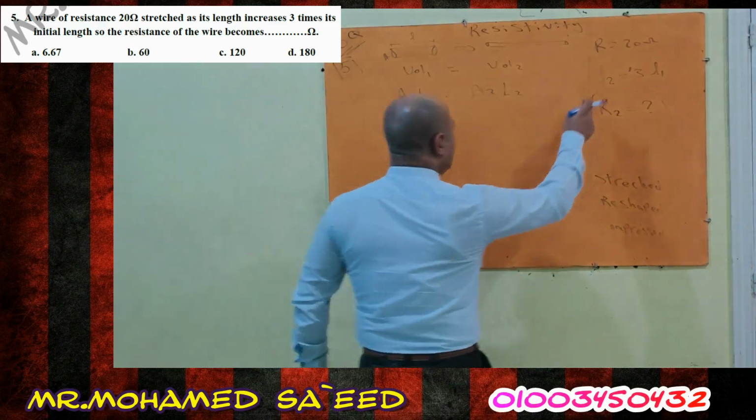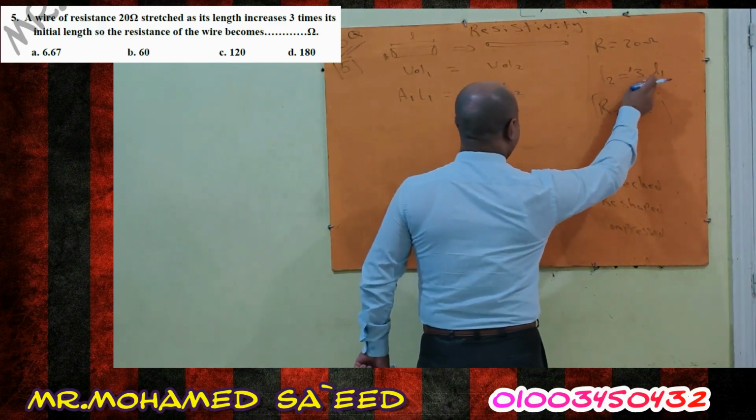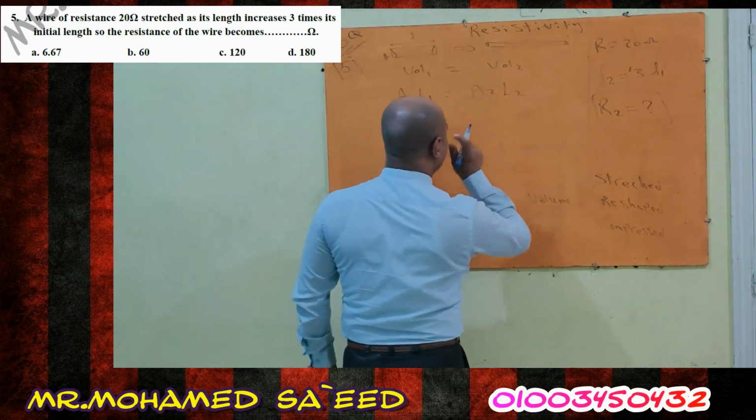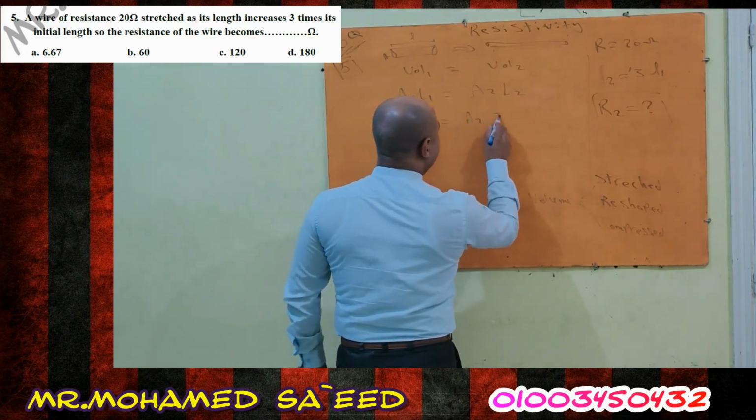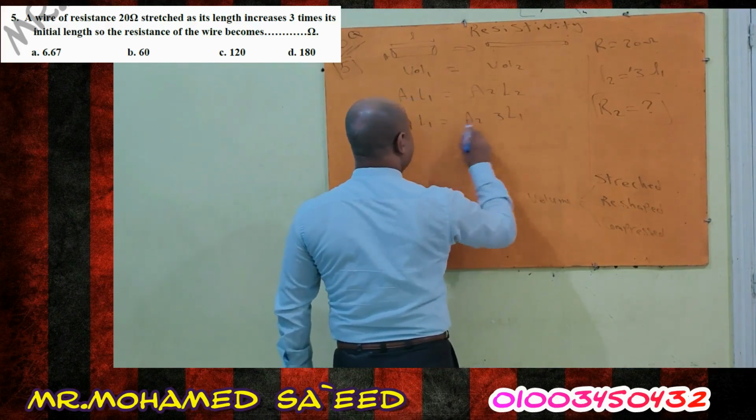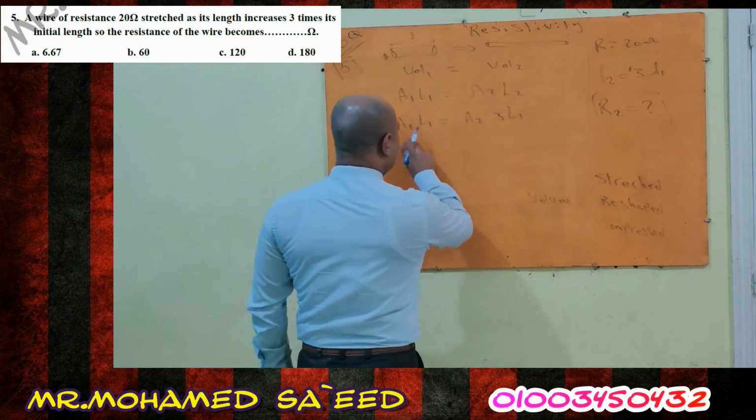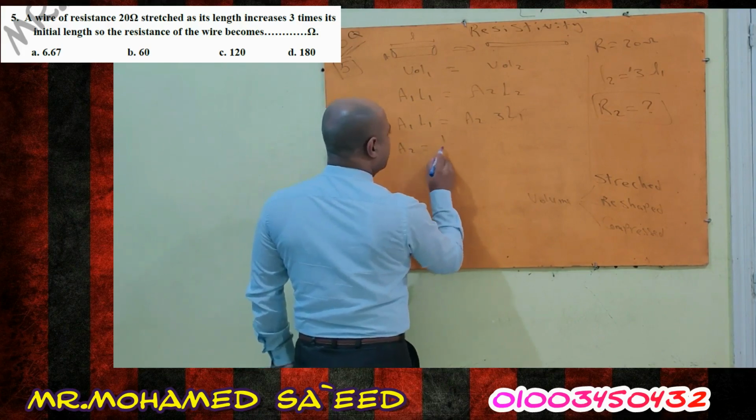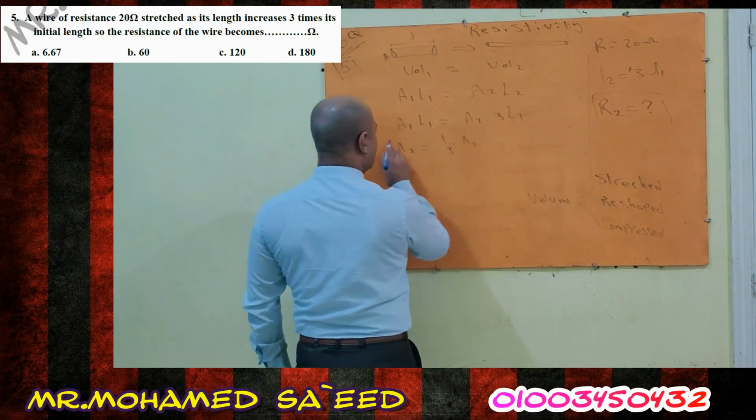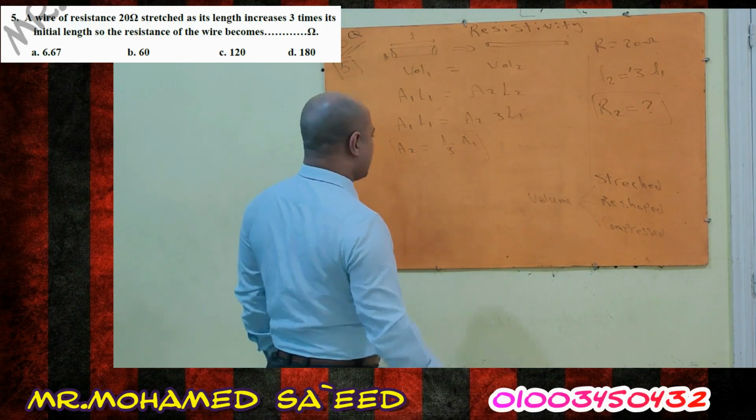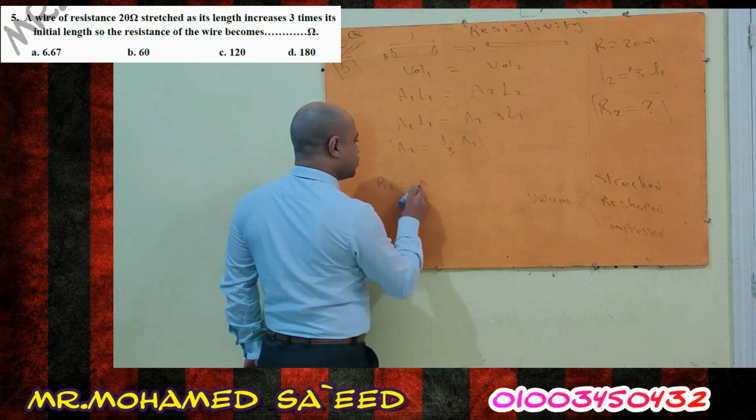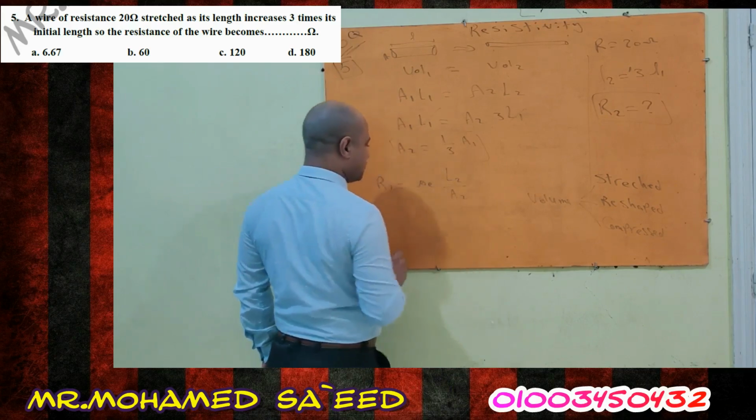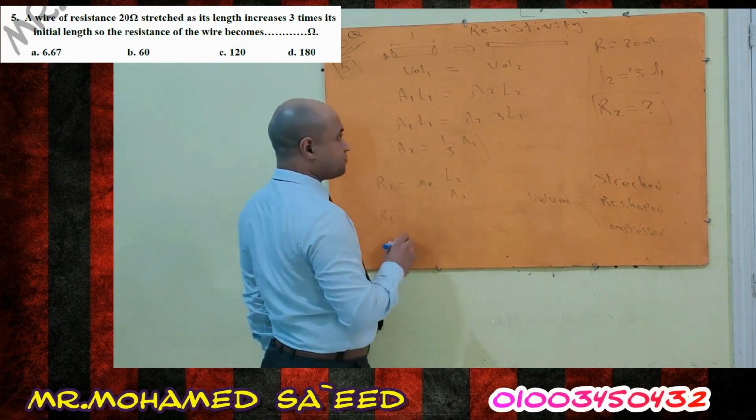By substituting L2 equals 3 L1, A1 L1 equals A2 times 3 L1. L1 cancels with L1. So A2 equals 1 over 3 A1. Okay? Substituting, R2 equals rho L2 over A2.